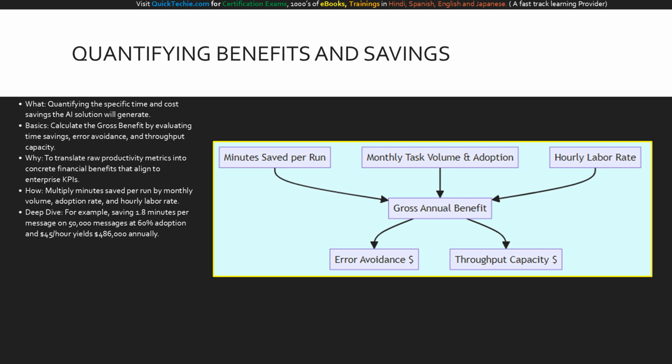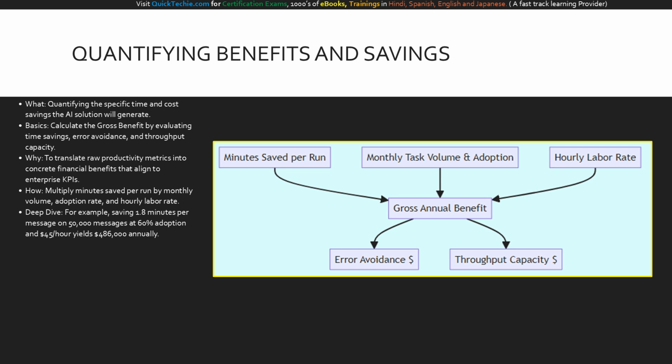If an agent saves 1.8 minutes per message on a volume of 50,000 messages, assuming a 60% routing adoption and a $45 per hour labor rate, the annual savings calculates to roughly $486,000. Take a look at the benefits calculation diagram on your screen.